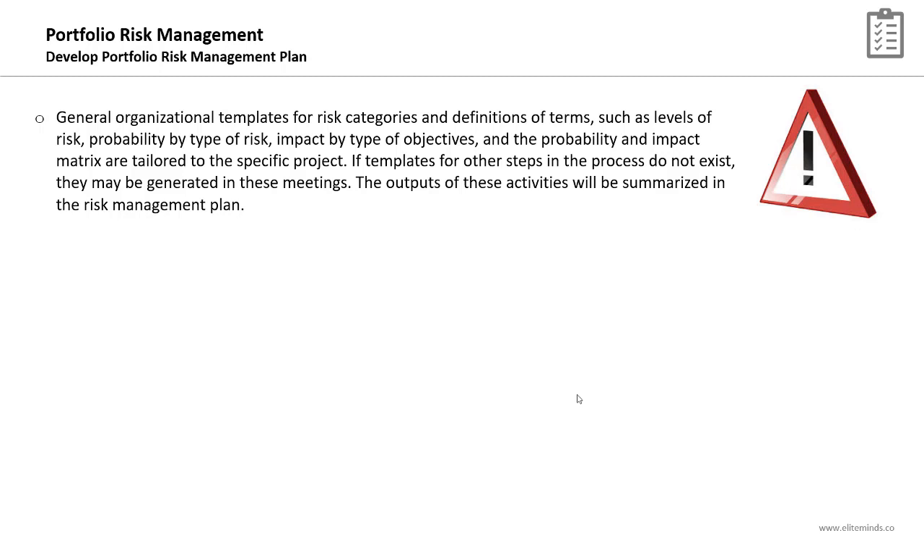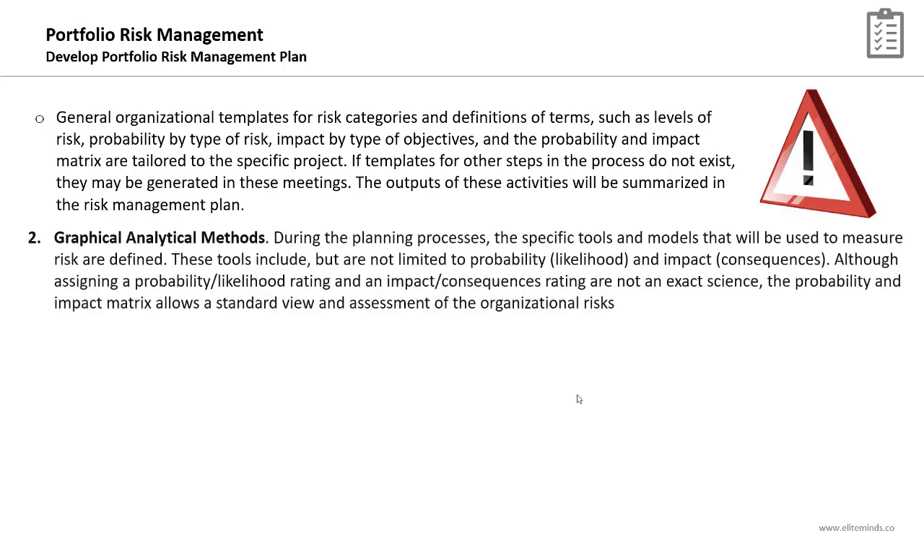General organizational templates for risk categories and definitions of terms such as levels of risk, probability by type of risk, impact by type of objectives, and the probability and impact matrix are tailored to the specific project. If templates for other steps in the process do not exist, they might be generated during those meetings, and the outputs of these activities will be all summarized and documented in the portfolio risk management plan.